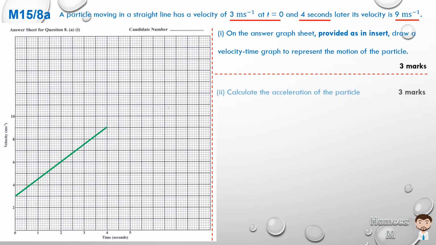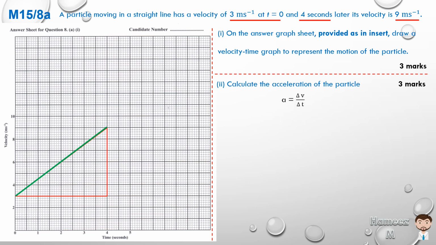Part 2, calculate the acceleration of the particle. So the acceleration in a VT graph is the gradient of the graph, and that's simply the change in v over the change in t. The change in velocity moved from 3 to 9, so the change in velocity is 6, and the change in time is 4. So 6 over 4 is equal to 1.5 meters per second squared.